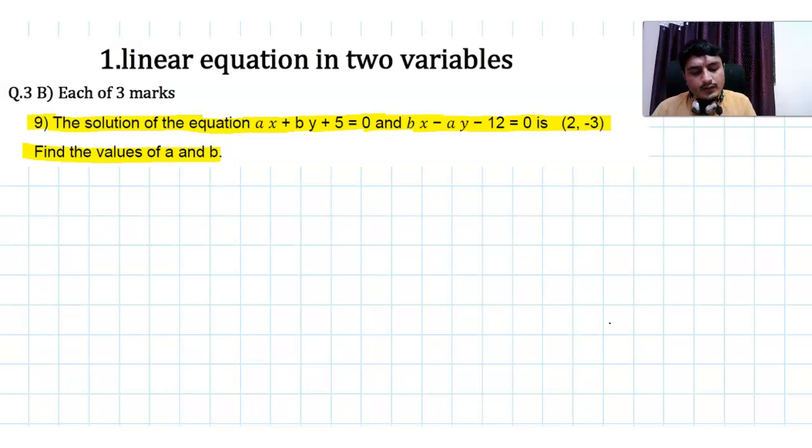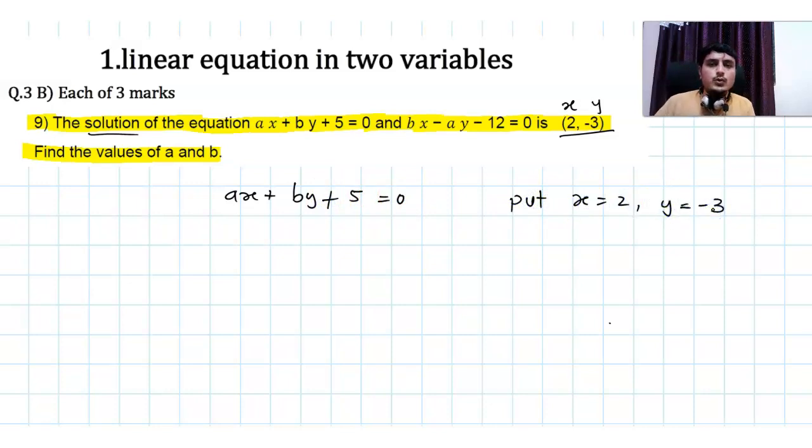Now look once carefully. Since (2, -3) is the solution of the given linear equations in two variables, the point (2, -3) should satisfy both equations simultaneously. That means we can replace x by 2 and y by -3 in both equations. So I am writing at the start, equation 1 is of the form ax + by + 5 = 0. Let us now put x = 2 and y = -3, because (2, -3) is the solution, so it should satisfy the equation.